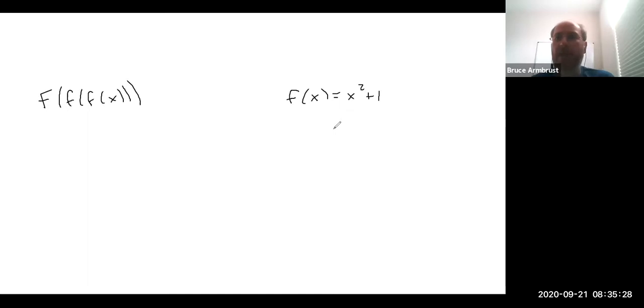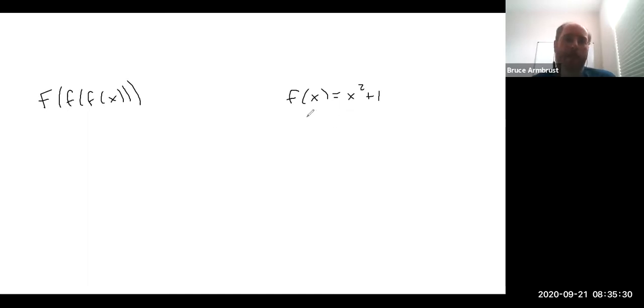So let me go ahead and share my screen here. I'm going to turn on the whiteboard. And this was the problem that looked something like f of f of f of x. So we were doing composition, but we were doing the same function 3 times. So let me show you how this would play out with an example function. I don't know what function you had in yours.